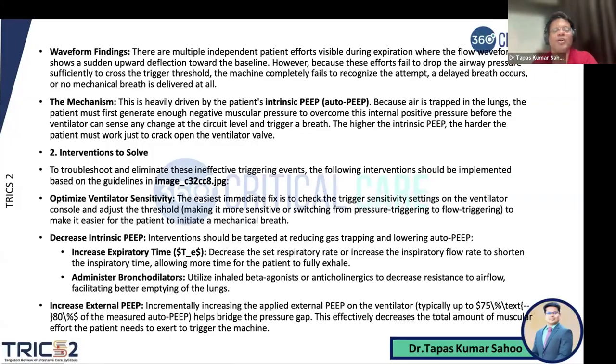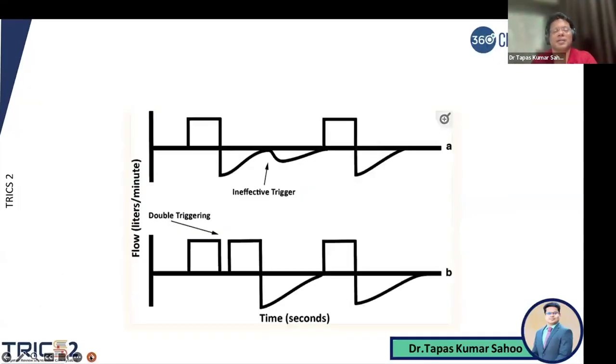And you have to administer some bronchodilators. Again, you can increase the external PEEP also just to overcome the auto PEEP. Okay, so this is something to decrease the total amount of muscular effort the patient needs to exert to trigger the machine. Okay, this is something very important. This auto PEEP, then extrinsic PEEP, inspiratory hold, expiratory hold. The examination would revolve around these basic ventilatory maneuvers and interventions. Now, this is to differentiate between ineffective trigger and double trigger. Double trigger, two consecutive breaths. Ineffective trigger, there would be deflections, but the patient will not be able to breathe on his or her own.